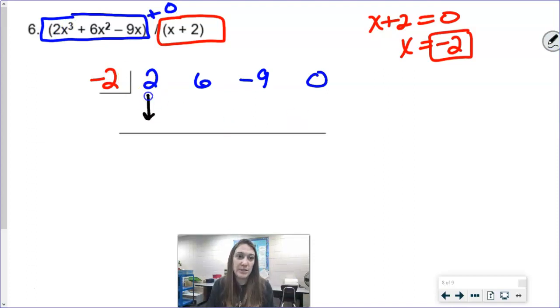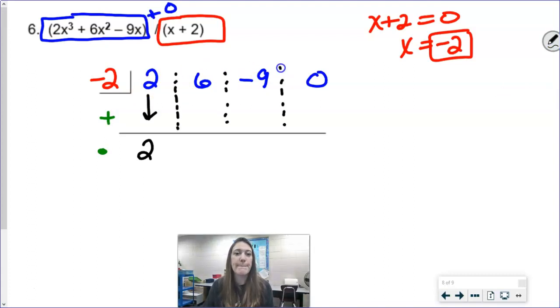Okay, I bring that 2 down to get this started, and then it's a series of, if you're below the line, multiply, and if you're above the line, we add. The other thing I like to add are my little breakups with the columns here. All right, let's see what we have. So 2 being multiplied by the box, 2 times -2 is -4. Then these above the line here, we add together. 6 plus -4 is a 2.